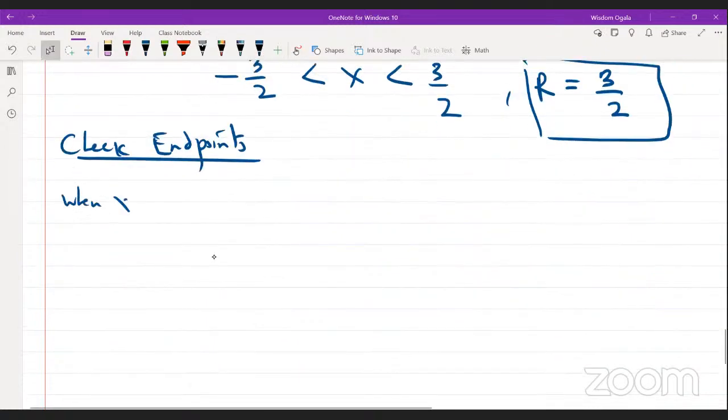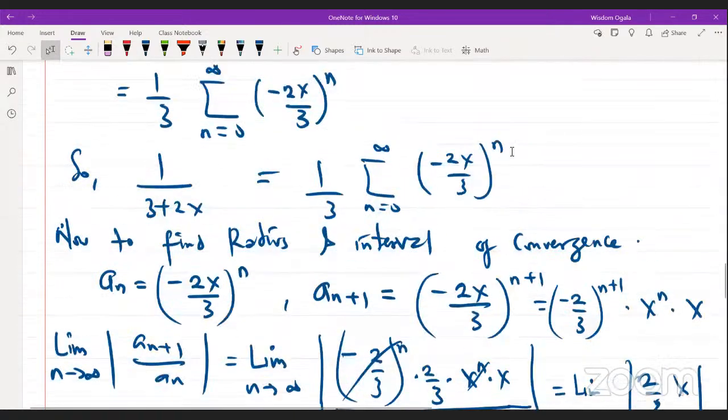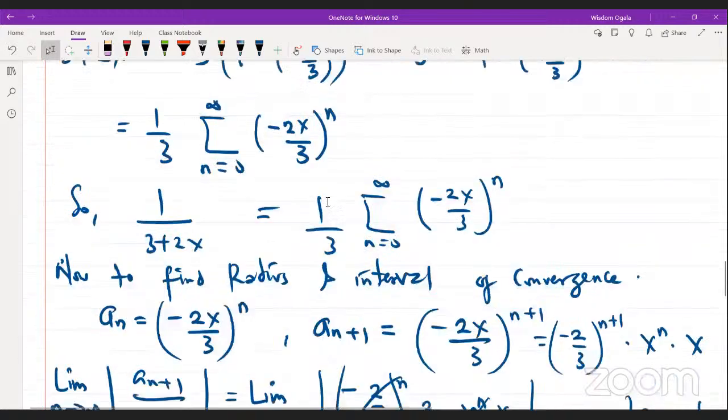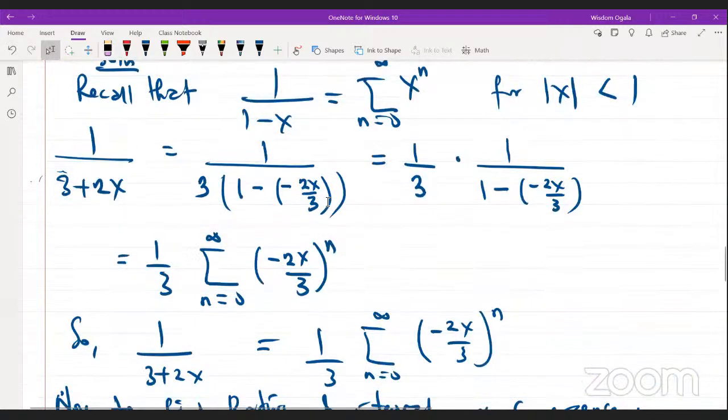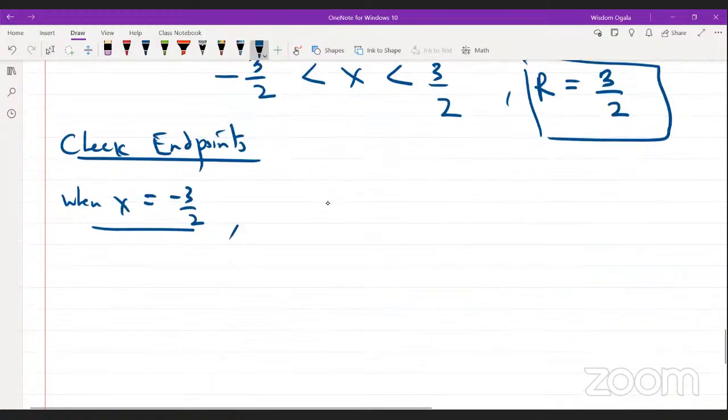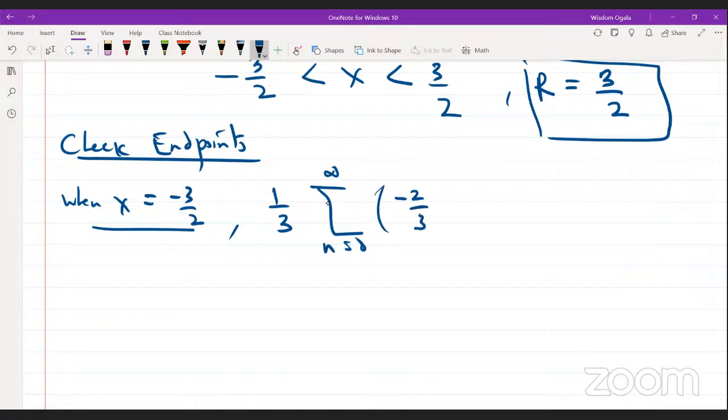So when x is negative 3/2, you go back to your power series, which is this guy. Okay, you have to plug it in. Now, when you plug it in, when x is equal to negative 3/2, what do we have? We should have a 1/3, and from 0 to infinity, you have a negative 2/3 times negative 3/2 to the power of what? n.